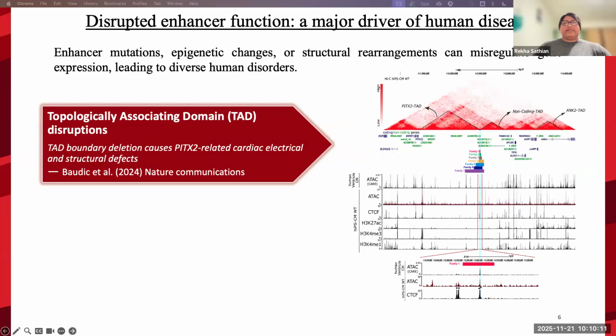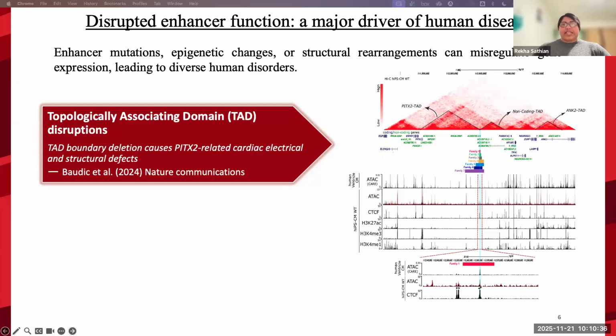And the third mechanism involves the spatial genomic architecture, which is also known as TAD disruption. A 2024 study published in Nature Communications showed how deletion of a TAD boundary caused the fusion of two adjacent domains and allowed ectopic gene-enhancer interactions.